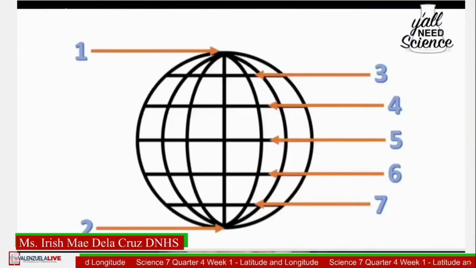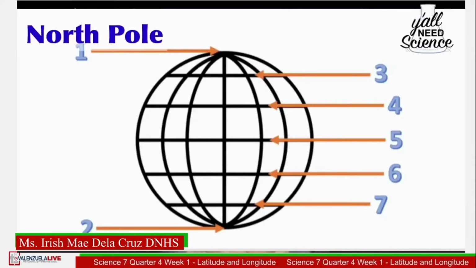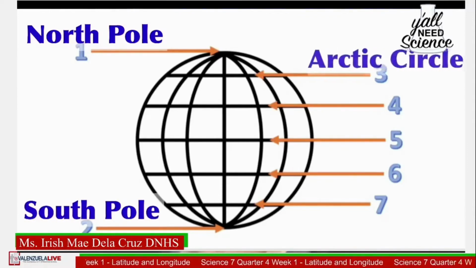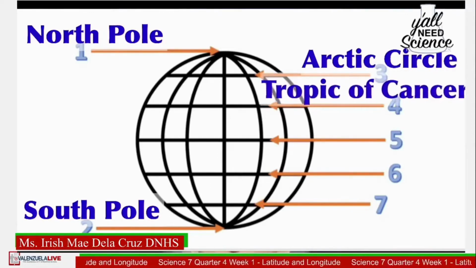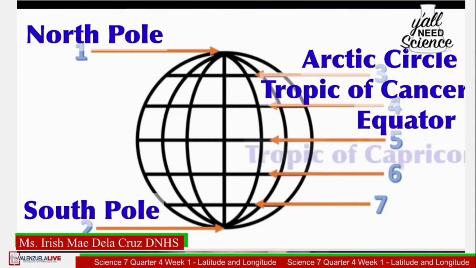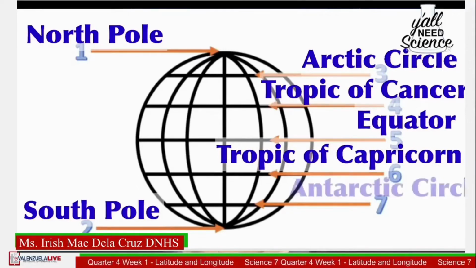For number 1, we have the North Pole. Number 2, we have the South Pole. Number 3, it is the Arctic Circle. 4, the Tropic of Cancer. 5, the Equator. 6, the Tropic of Capricorn. And 7, we have the Antarctic Circle.